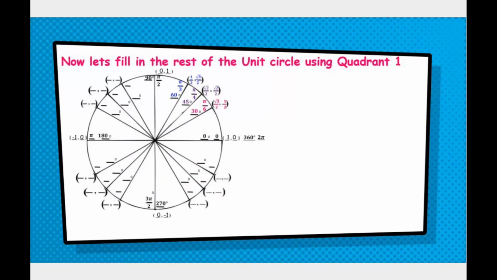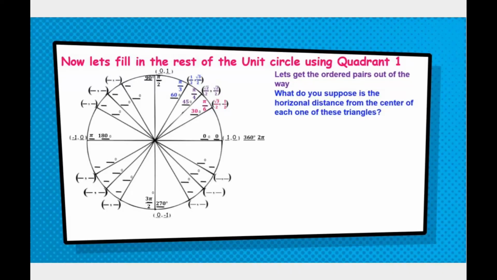We talked about quadrant 1 already. Now, quadrant 2, or actually all the way around, the ordered pairs, we're going to start off by looking at the horizontal distance between, like here, those should be the same, right? So that's square root of 3 over 2 on the right triangle, and it should be the same on the triangle on the left. The only difference is in quadrant 2, the x is negative.